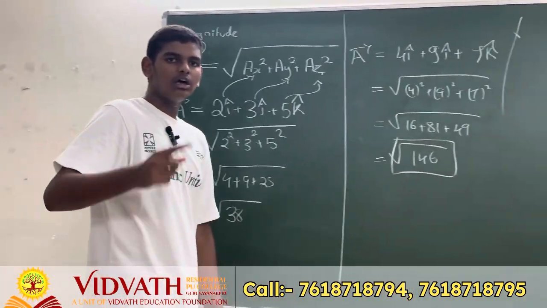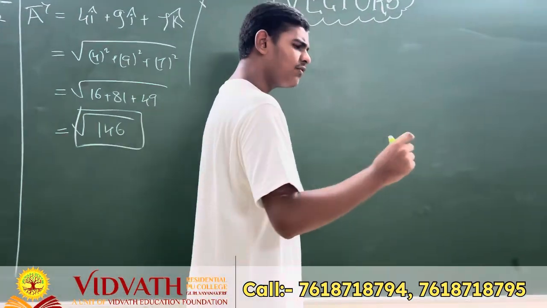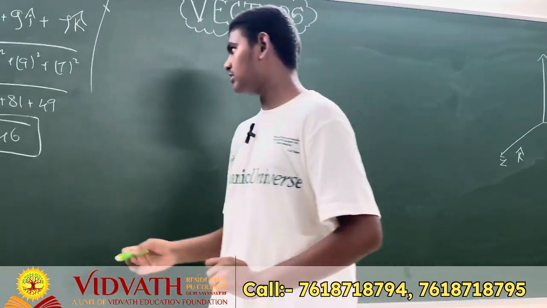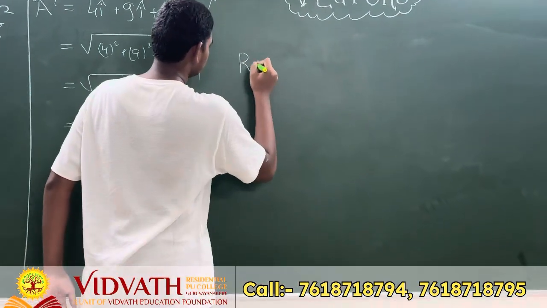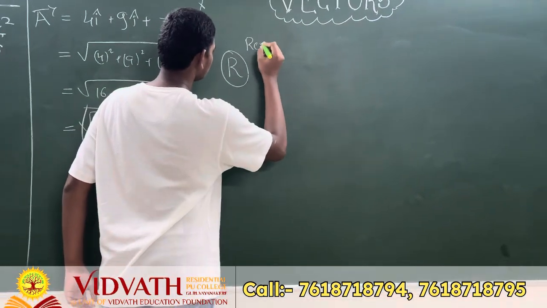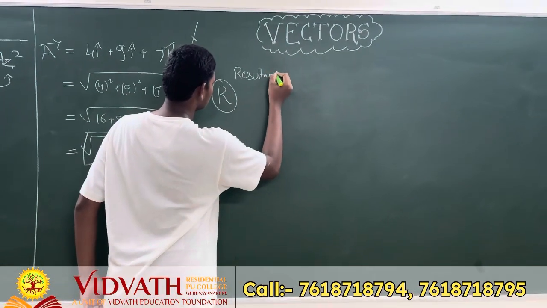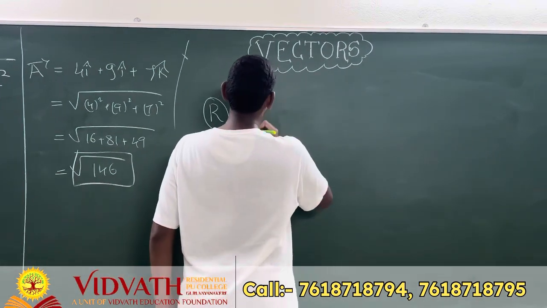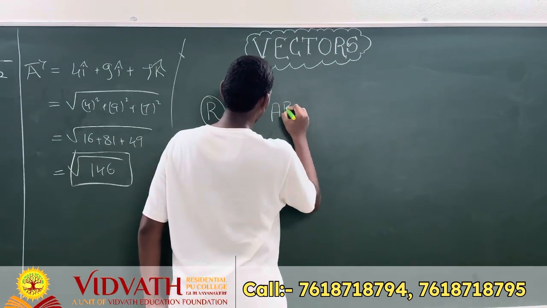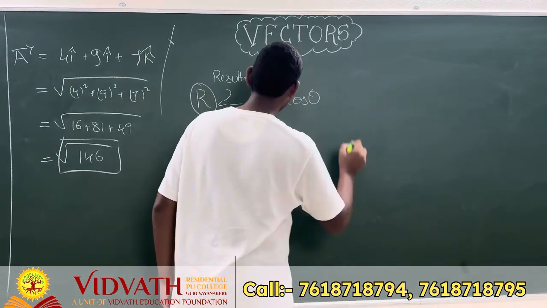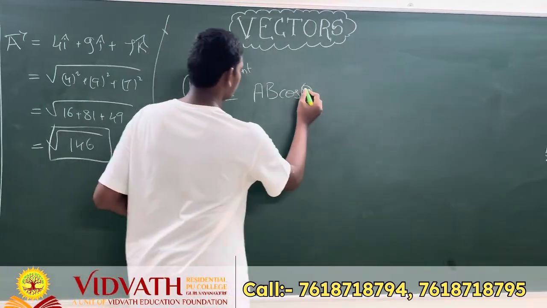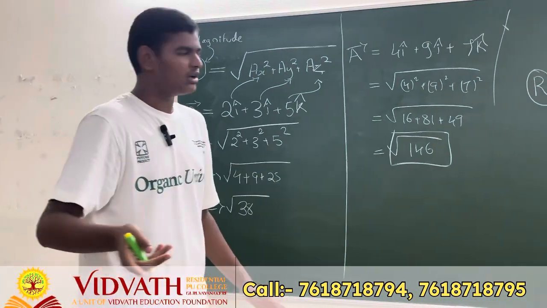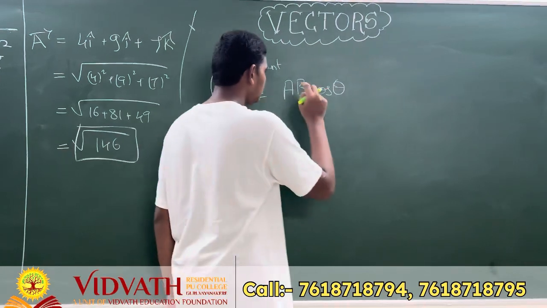What comes after magnitude? Resultant. Resultant is something that's very repeatedly being asked when it comes to the topic of vectors. But how do we find the resultant? Resultant, which I'll represent by R here, is AB cos theta. So this is the formula for resultant. But see, as I told earlier, formula can be written by anyone. The main key here is how to solve this thing.